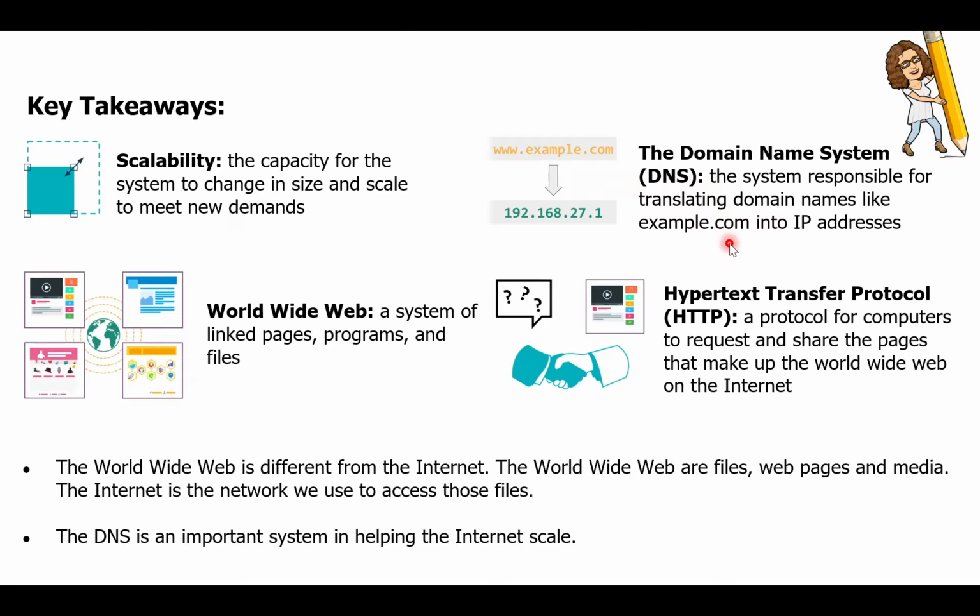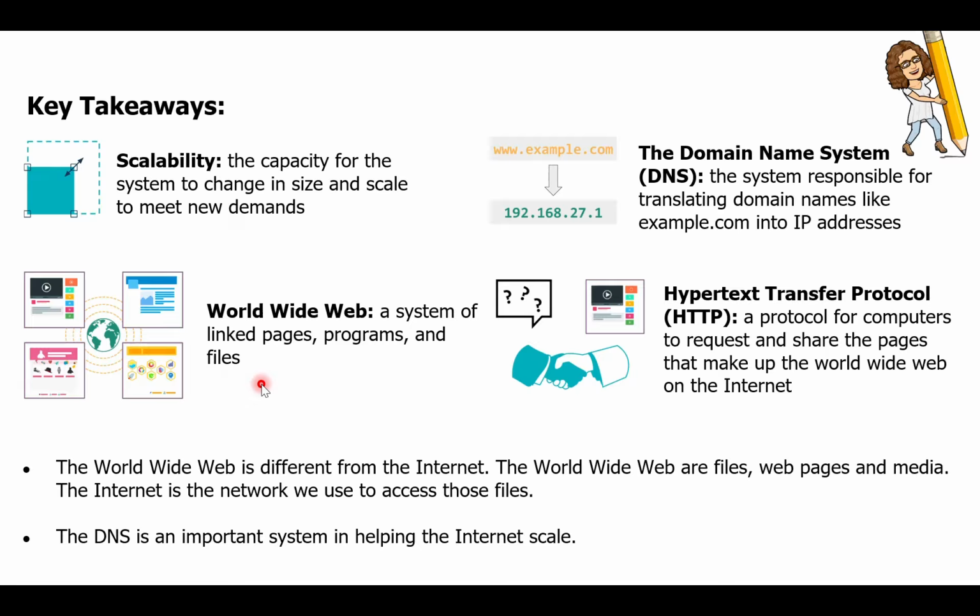The Domain Name System is a system that, like we said, is responsible for translating domain names like example.com into IP addresses, so you can go back and forth with that information. It's the reason why we don't have to keep track of everyone's IP addresses, kind of the superhero of the internet. World Wide Web is the system of linked pages, programs, and files. It is the thing that we browse with on the internet.